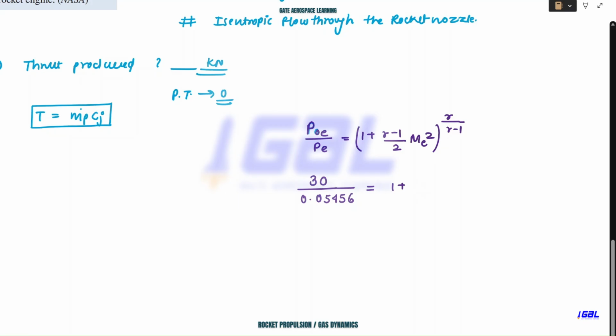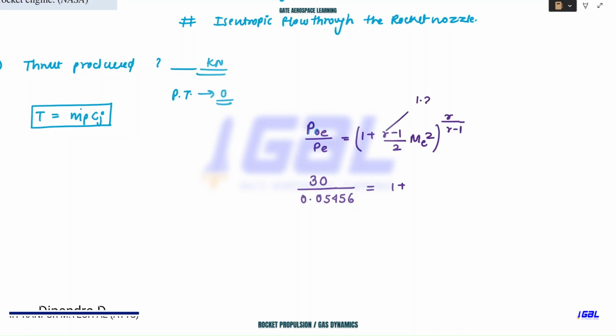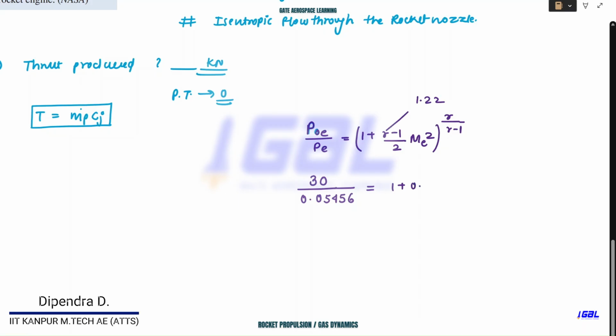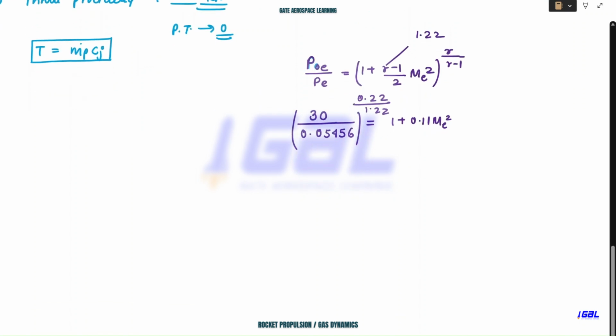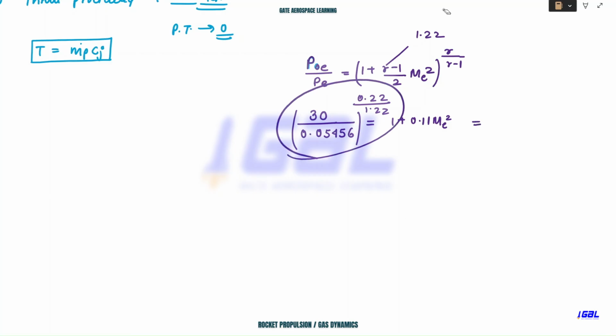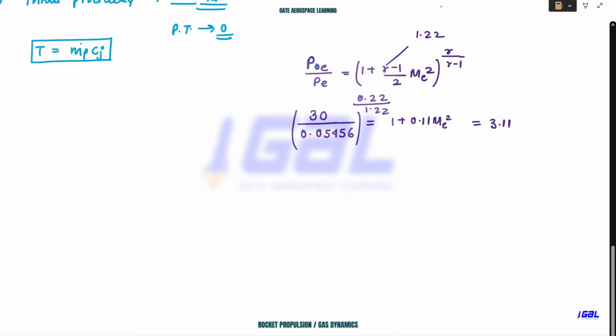Substitute the gamma value as well. Don't forget that here we have 1.22. So you simplify this, you will end up getting 0.11 ME square, and send this power to this side. When you take the power, this becomes 0.22 divided by 1.22. Solve for ME, and let me do this quickly. If you simplify this value, you will get 3.1199. You can also write this till 2 decimal places. You need not go to 3 or 4 decimal places.